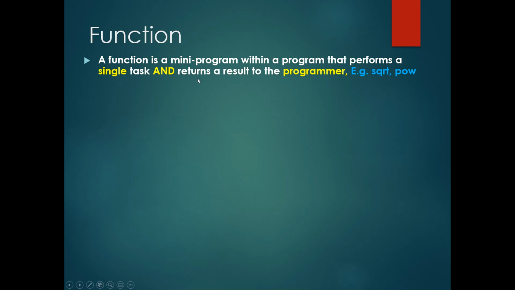Now, if you look at this, it's pretty much exactly the same as a procedure. A function is a mini program within a program that performs a single task. That's the definition of procedure. And returns a result to the programmer. Key there is the programmer. It doesn't necessarily get displayed on the screen. It depends on what you're doing, but it's not the job of the function to display anything on the screen. The job of the function is to do some processing and give you, the programmer, back the result.